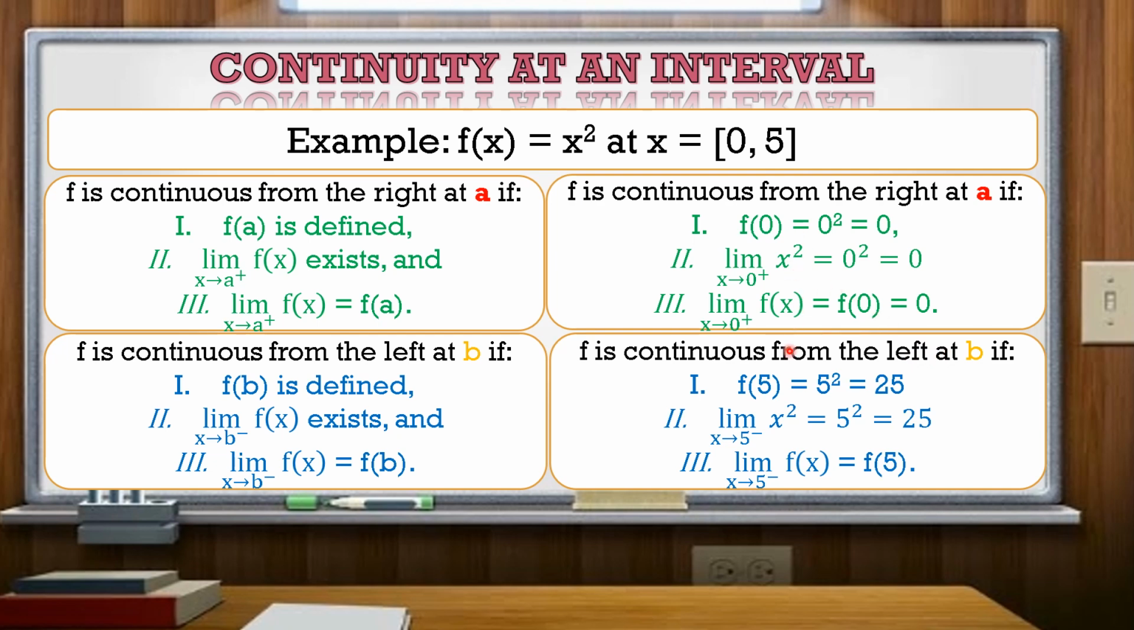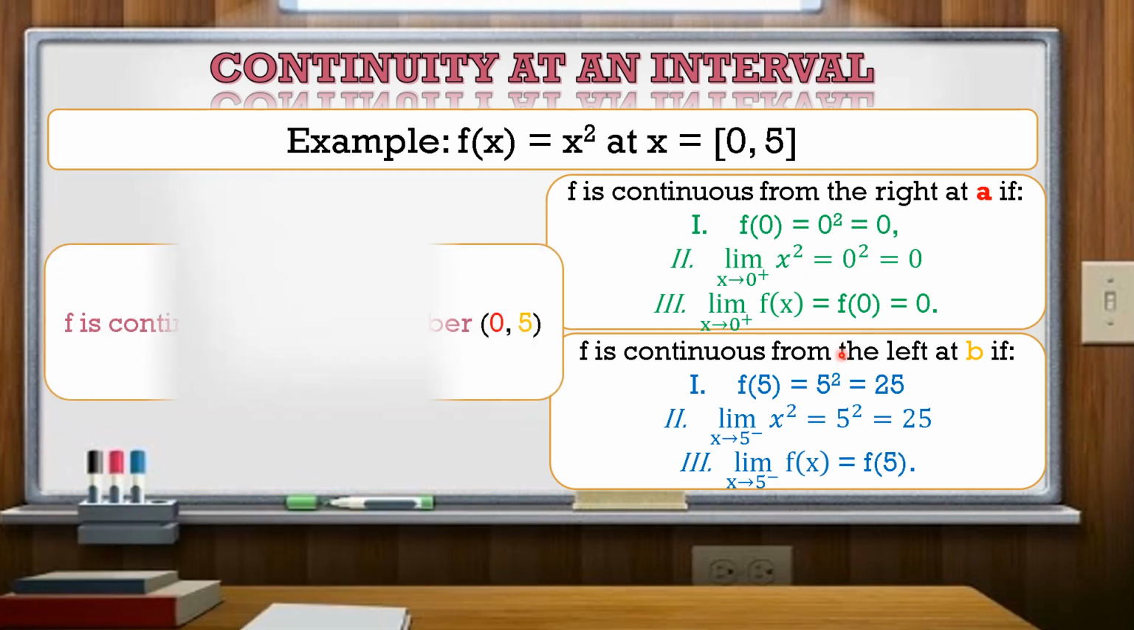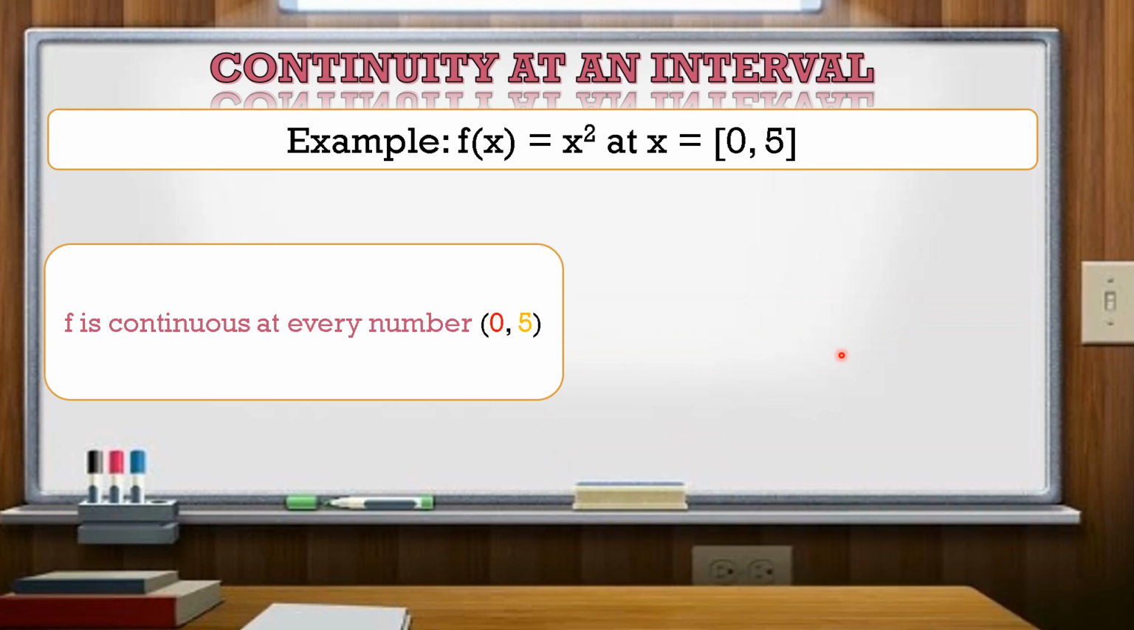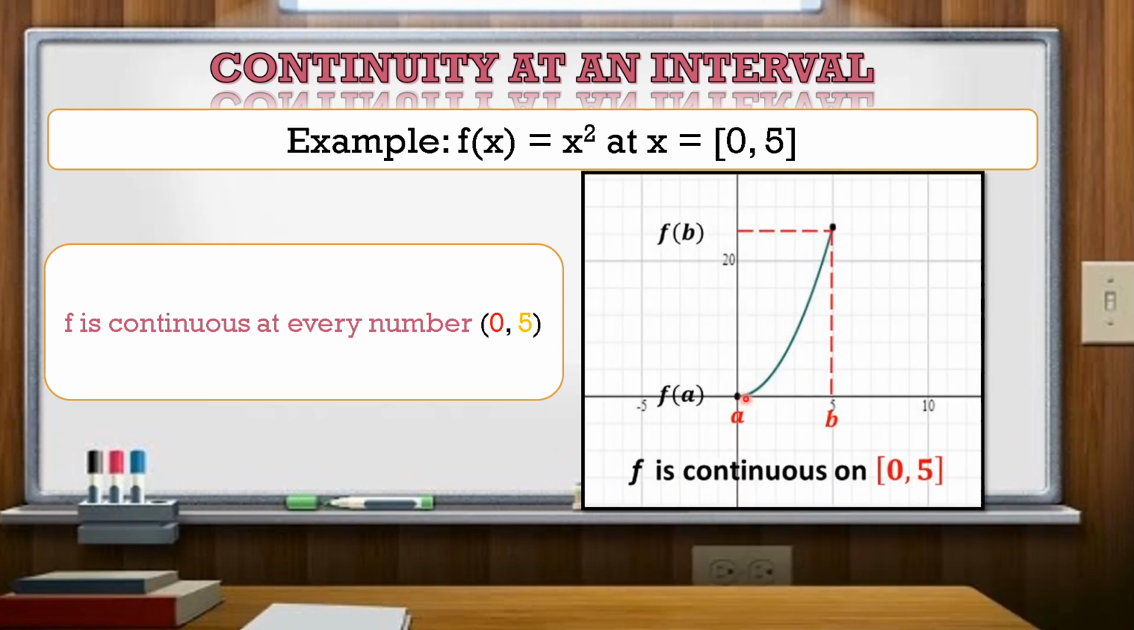Kung pareho, or continuous yung function natin from the right at a and from the left at b, then we conclude that your function is continuous at every number in [0, 5]. And this is the graph of your function. So here, the function is continuous on [0, 5]. Okay, so ito yung mga possible values for your x's, including your 0, which is your a, and 5, which is your b. That is continuity at an interval.